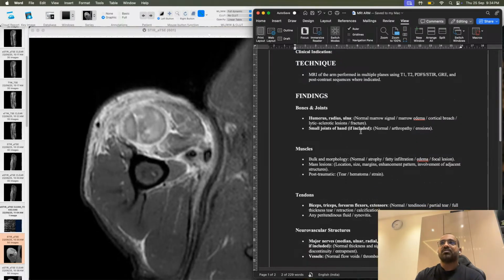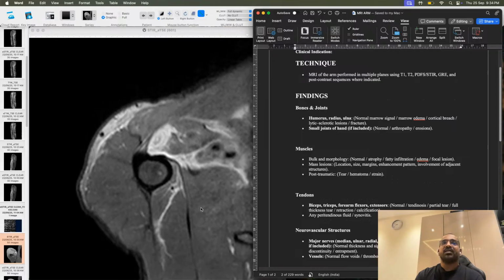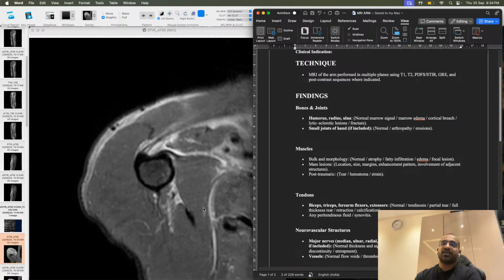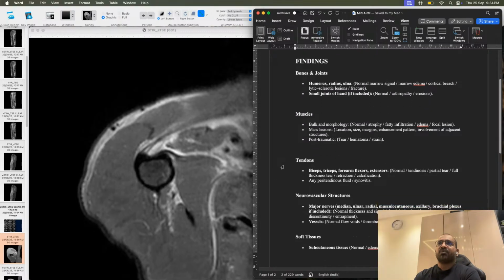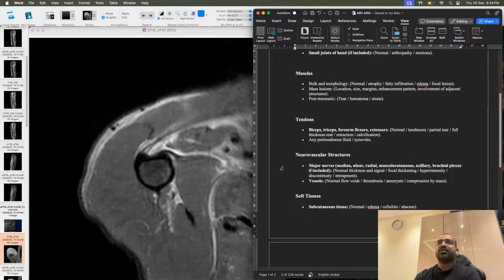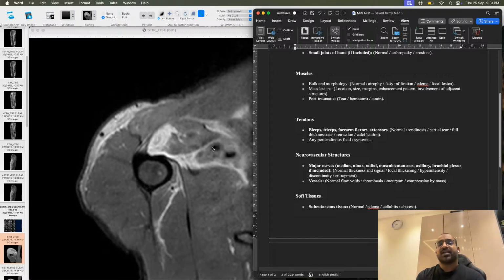Like bones, what are the bones? Sometimes in the arm, the elbow joint will be covered, so radius and ulna need to be mentioned. Humerus: any lytic lesion, any abnormal marrow signal intensity. Then bones and joints and muscles. In muscles, what is the bulk of the muscle? Morphology, any fatty atrophy, like how we have seen in the rotator cuff.